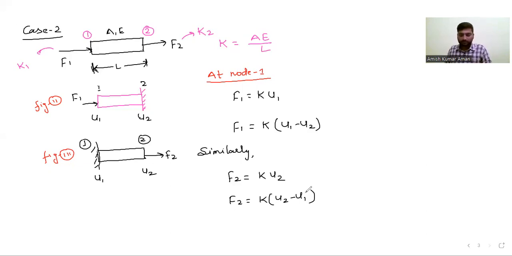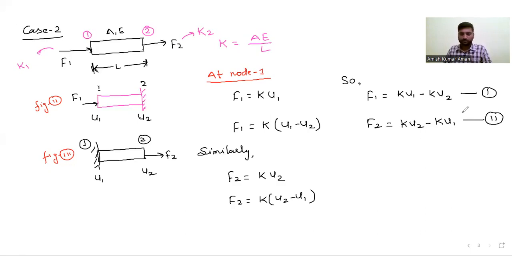So from here we can say F1 will be equal to KU1 minus KU2. Let us take this as equation number 1, and F2 can be written as KU2 minus KU1. Let us take this as equation number 2. F1 and F2 we have taken. See here, K into U1 minus K into U2, and F2 will be equal to K into U2 minus K into U1.